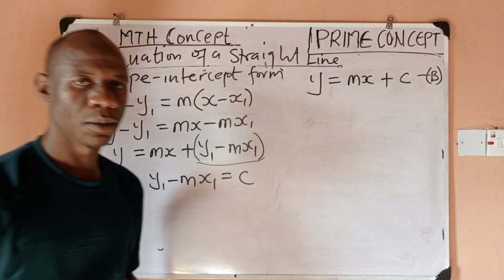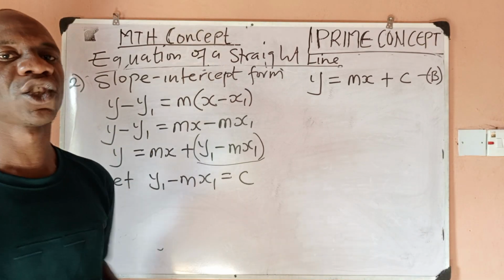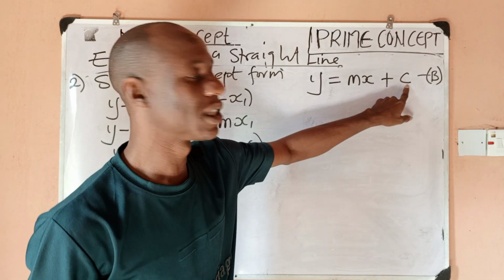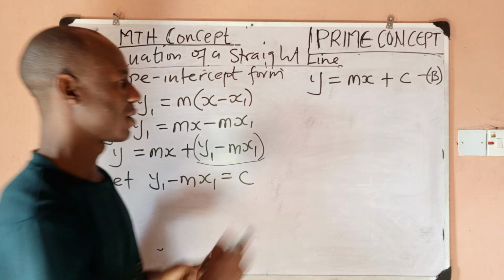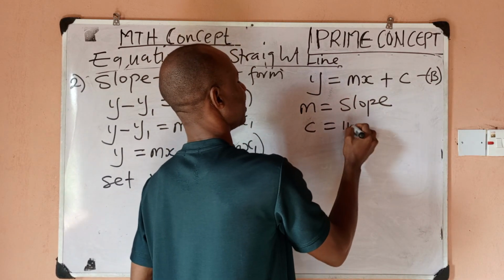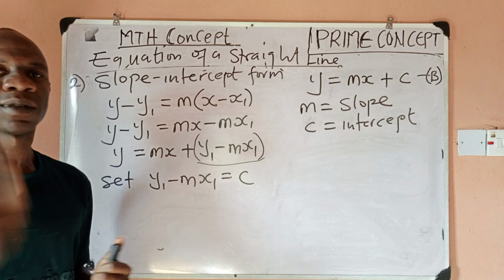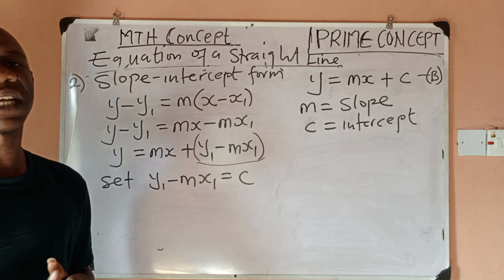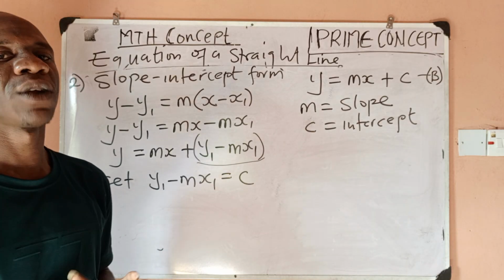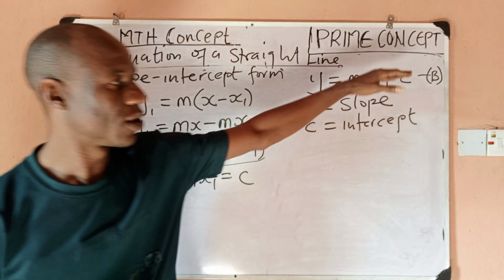So this is another form for equation of a straight line, and we call this the slope-intercept form. Why do we call it slope-intercept form? Because this equation includes the slope, and then C, which is the constant here, is known as the intercept. So you take note, M is slope, and then C is intercept. So whenever you are given an equation and you are required to find the intercept of that equation, what you simply do is to make y the subject formula in that particular equation, then compare it to this equation. You'll be able to get your slope, you'll be able to get your intercept, right?